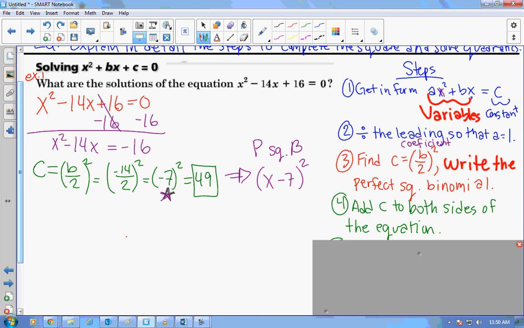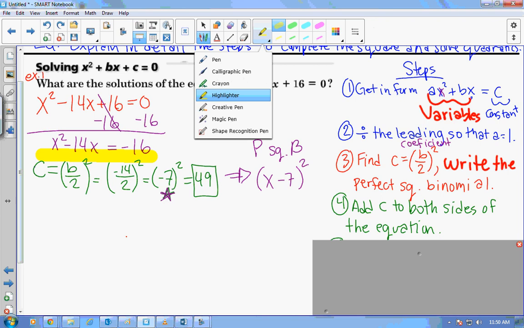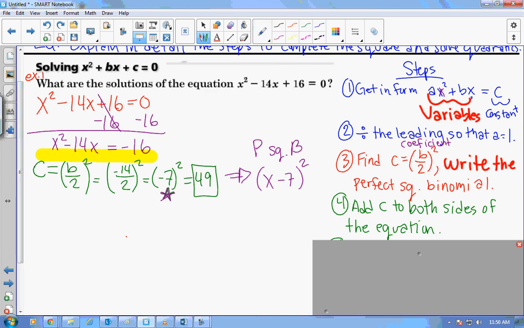Okay, here's my equation. Right there, that's my standard form for completing the square. I'm going to write it down, x squared minus 14x, I'm going to leave a blank, equals negative 16. In that blank, I'm going to insert the green squares. Green squares are C value. How many green squares would we be inserting in? How many green squares? What's C?